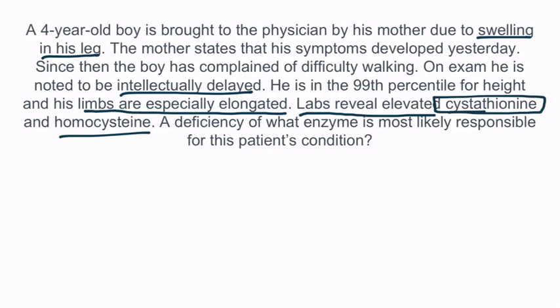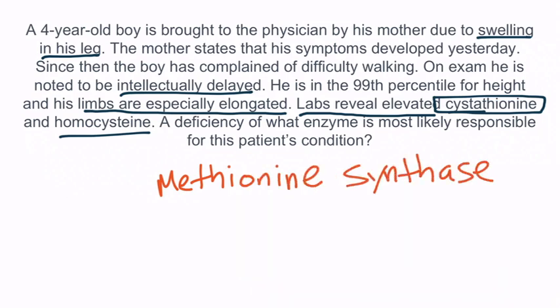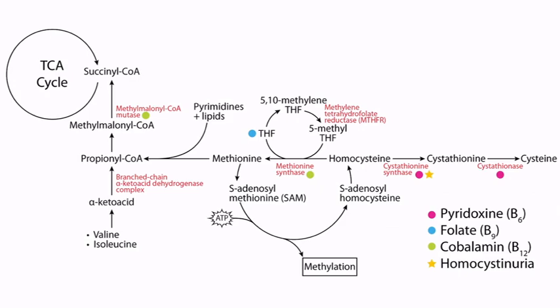Based on the labs, we can conclude that the boy must have a deficiency of methionine synthase. From the figure, we can see that a deficiency of methionine synthase would cause elevations in homocysteine, cystathionine, and cysteine. Additionally, methionine levels would be low. Because this patient has high homocysteine and cystathionine, we can conclude that methionine synthase must be deficient.